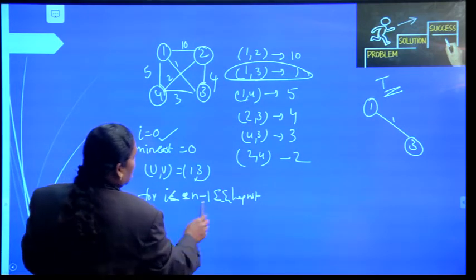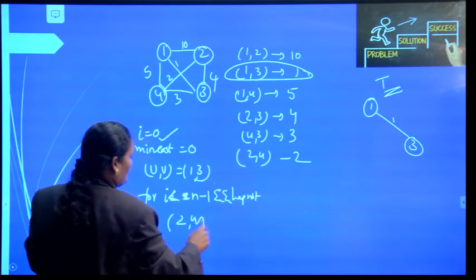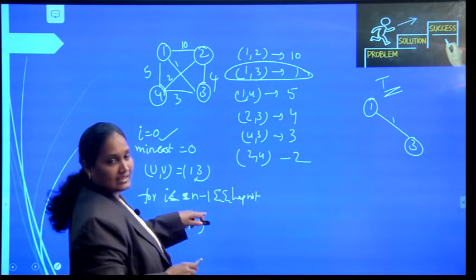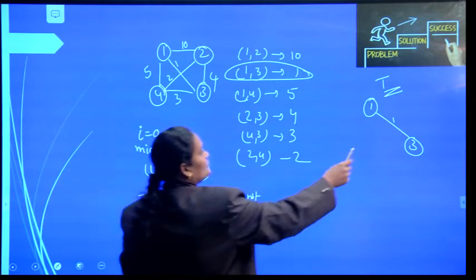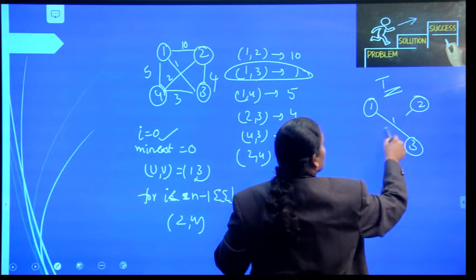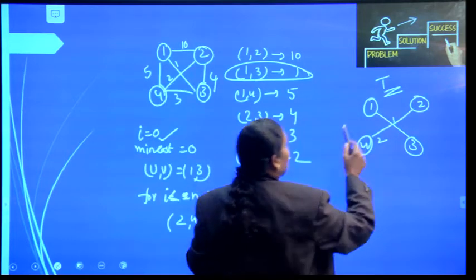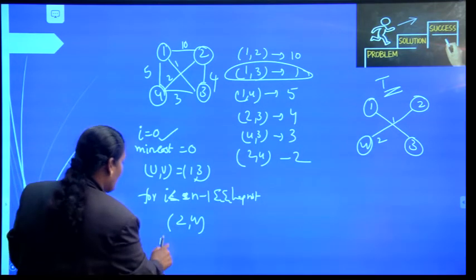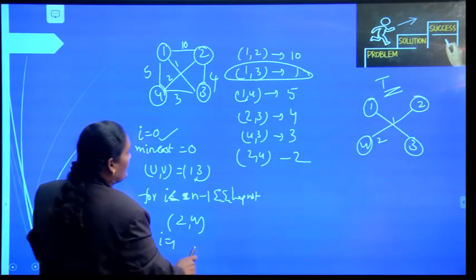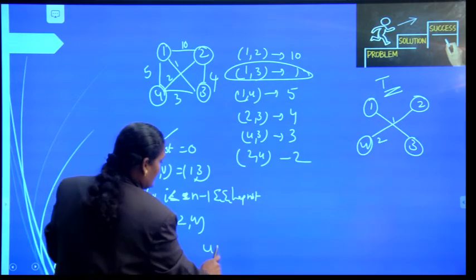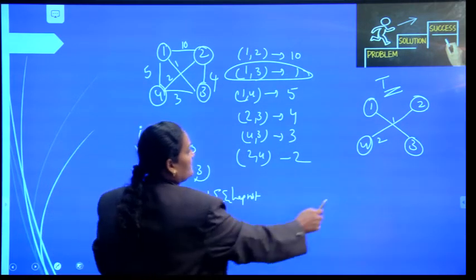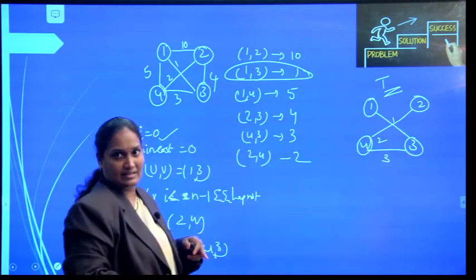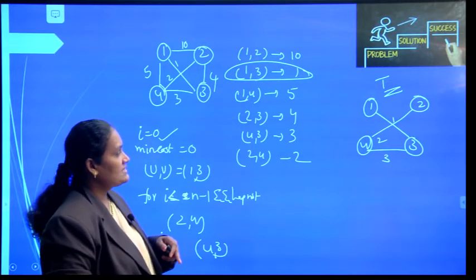The next minimum cost edge is 2 4. Is 2 4 creating a cycle or not? 2 4 is not creating any cycle, so we can select 2 4. Now I becomes 1 and we select the next minimum cost edge, which is 4 3. This also does not create any cycle.